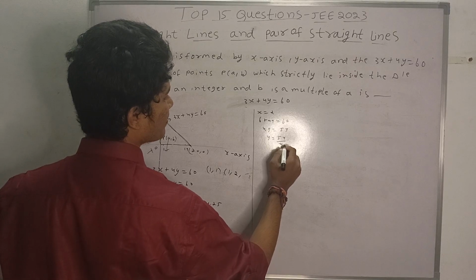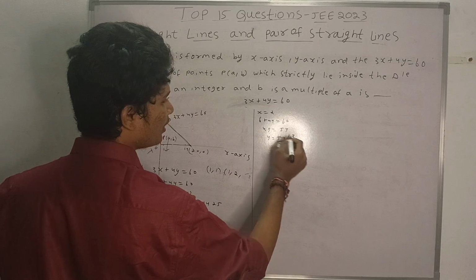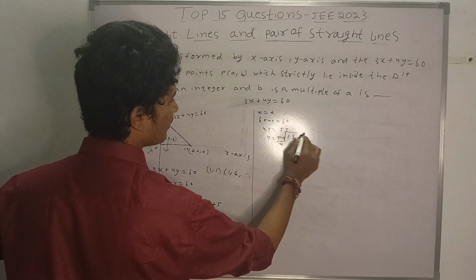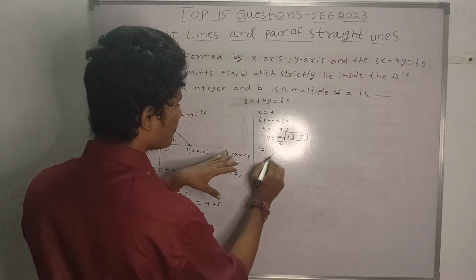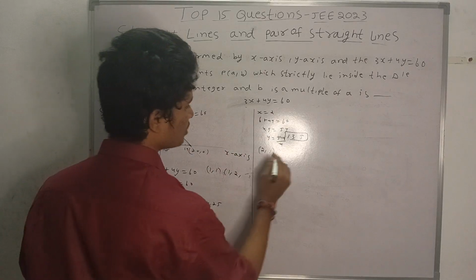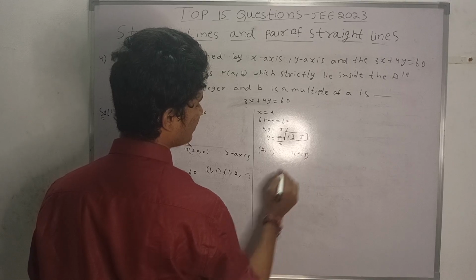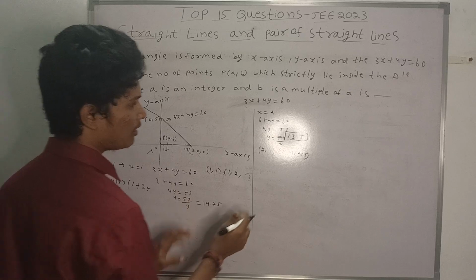How much will it get? 4 ones are 4, 4 threes are 12, and 12 plus 5 is 13.5. And when x equals 2, what can be here? When x equals 2, there must be multiples. So 2 comma 1, 2 comma 2, 2 comma 3. So basically here 1 comma 1, like that it will come.